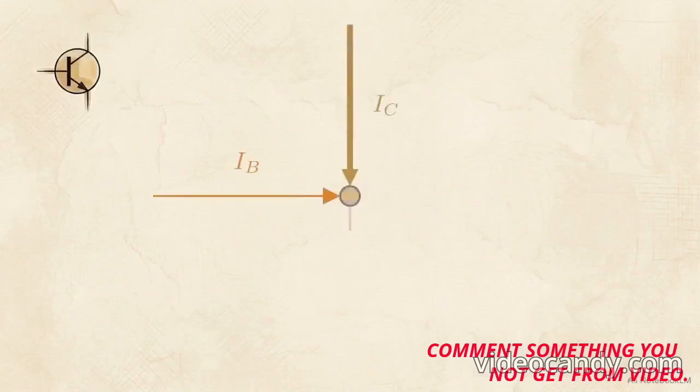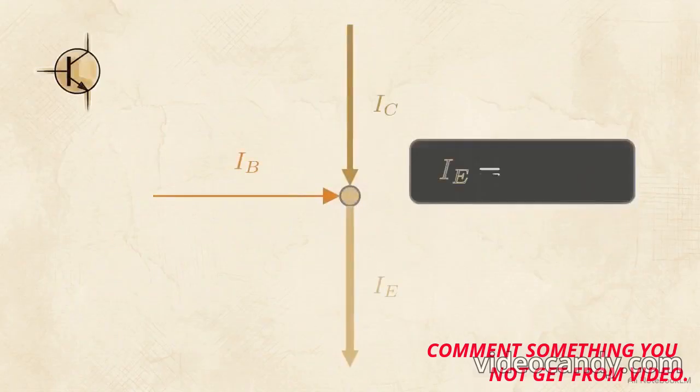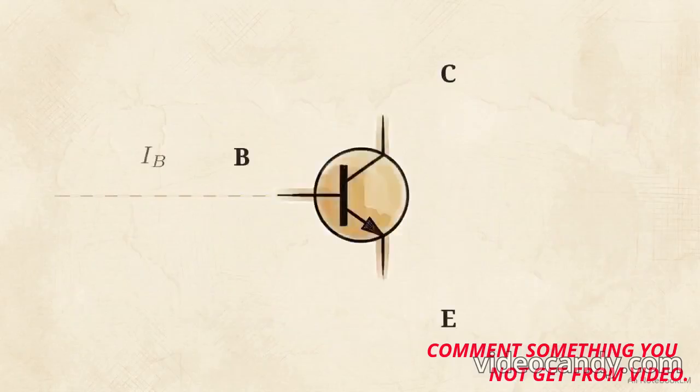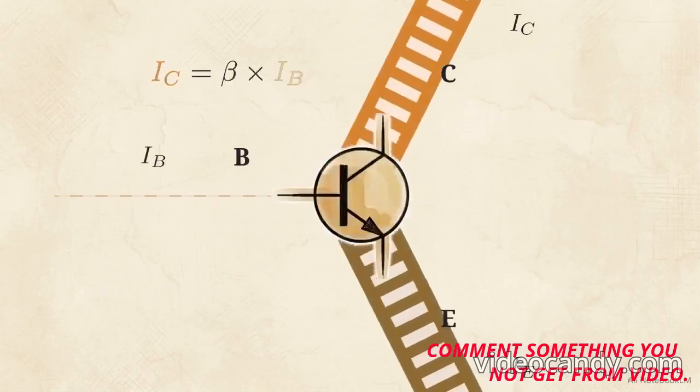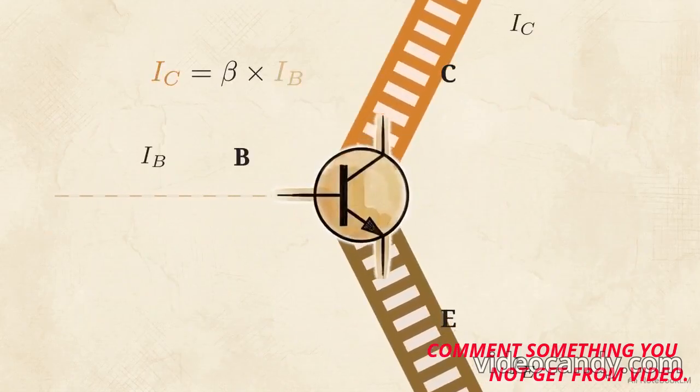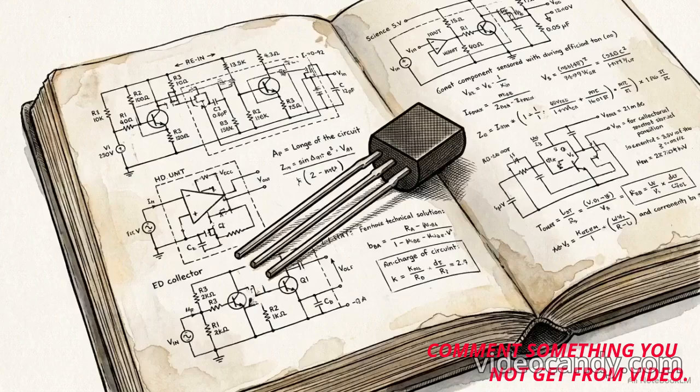Regardless of the configuration, the macroscopic behavior of the entire system is governed by a strict mathematical rule. The total current flowing through the emitter is exactly equal to the sum of the collector current and the base current. Because of the physical widths and doping concentrations of these 3 layers, a microscopic current injected into the base controls a massive current flowing through the collector. In physical terms, the transistor functions as a current-controlled current valve.